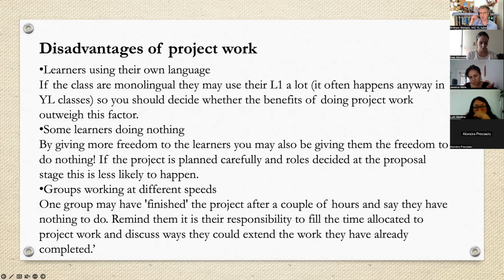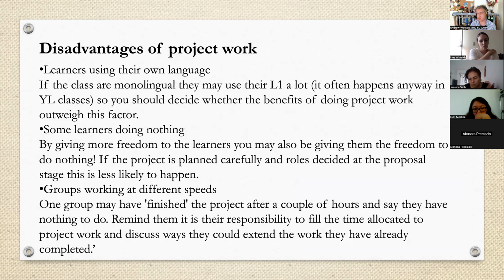Some disadvantages of project work. Well, students can use their own language sometimes. If the class are monolingual, like all Spanish speakers, they may use their L1 a lot. This often happens anyway in young learner classes, so you need to decide whether the benefits of doing project work outweigh this factor.